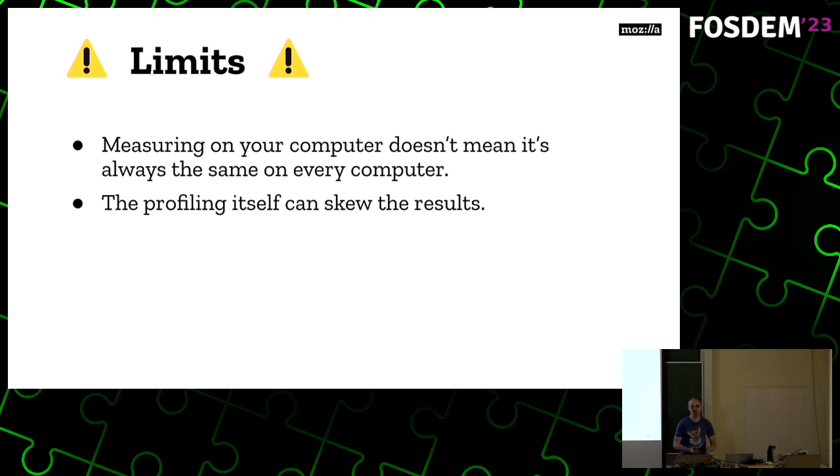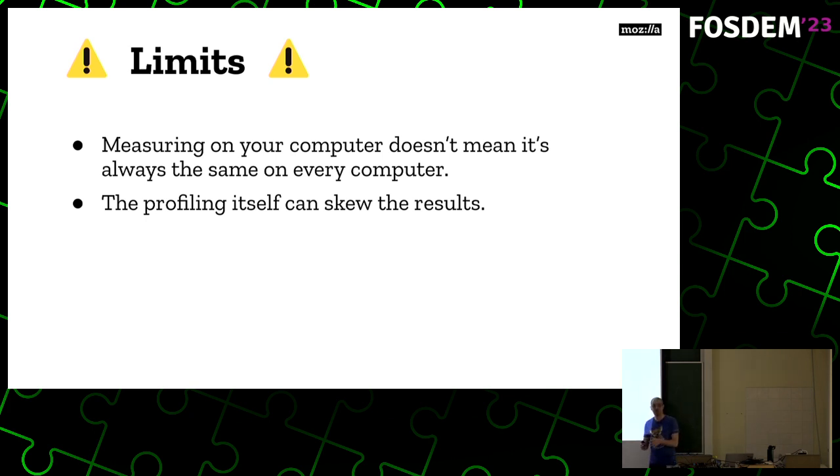So there are limits. As I said earlier, you're measuring on your own computer, and this also has drawbacks. Your computer, as a developer, is usually very performant, right? You have the best CPU, and you have a lot of memory, and so this means that the performance on your computer might be different than the performance on your user's computer.